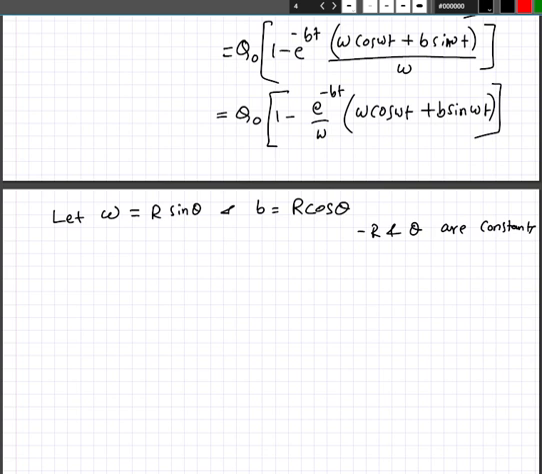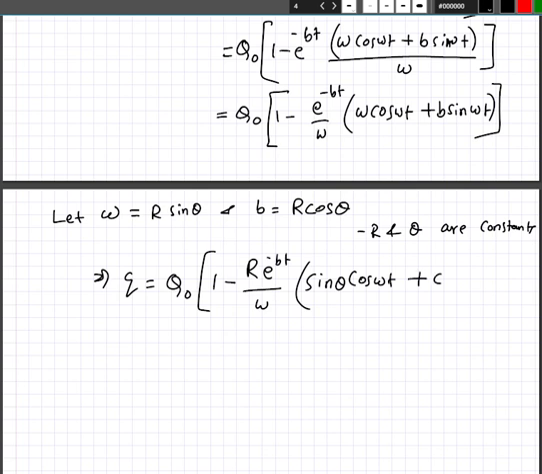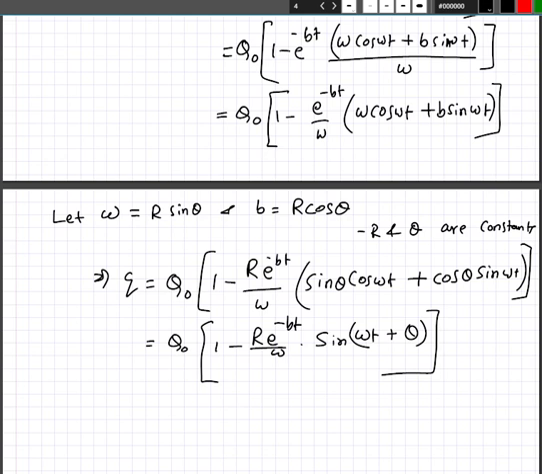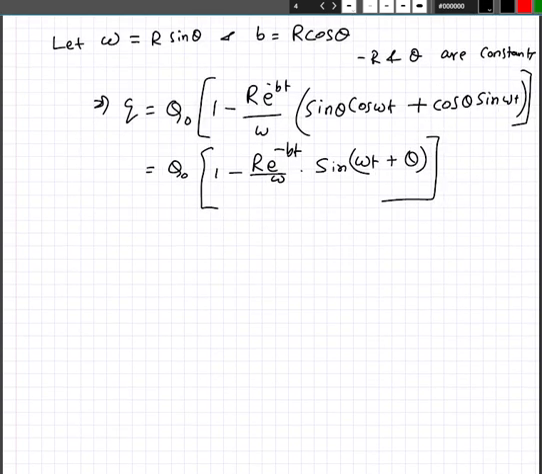If you take that, then that implies q is equal to q naught into 1 minus r e to the power minus bt by omega into sine theta cos omega t plus cos theta sine omega t, and we use the trigonometric identities: q naught into 1 minus r e to the power minus bt by omega into sine omega t plus theta. So that is the equation we obtain.